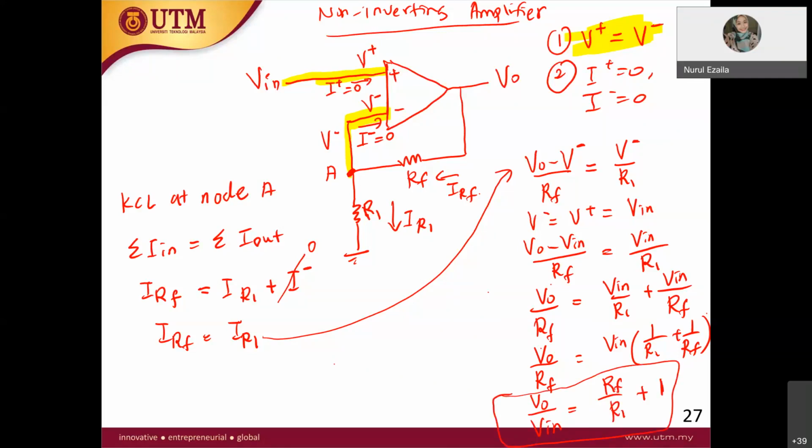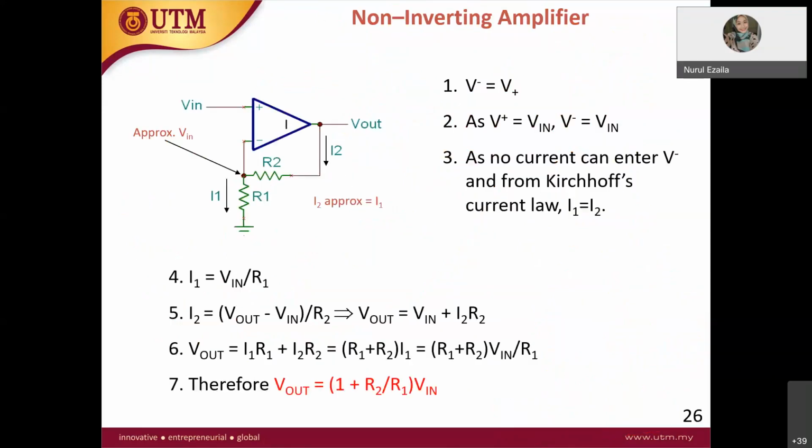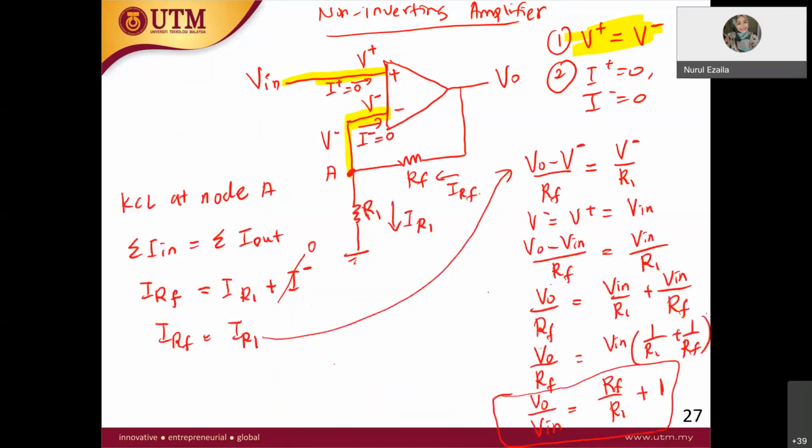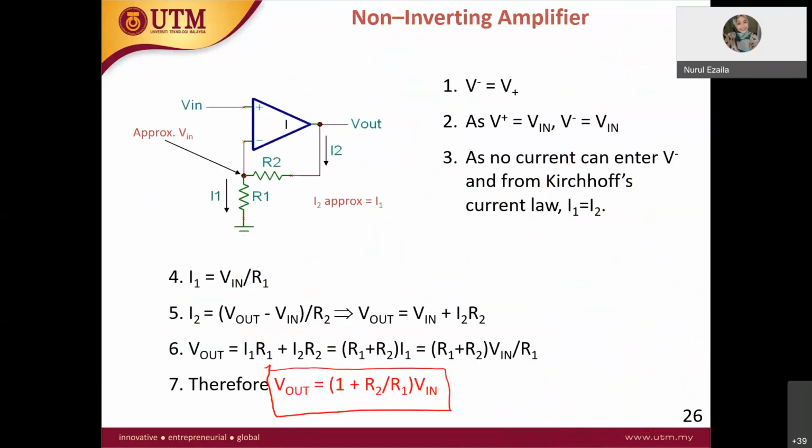Let's take a look at the slide. Is it the same? Yes, it is the same. V out is equal to 1 plus R2 over R1 times V in, where your R2 is RF now, R feedback. Why do I use RF? Because in the final exam they use feedback resistor, RF. So it is the same thing, just the notation. Same thing here.